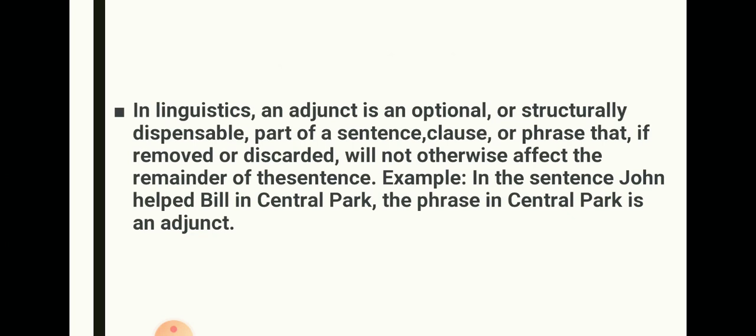So when we say John helped Bill, the sentence is complete, but it is the adjunct in Central Park which gives us more information about where John helped Bill. If we remove that part of the sentence, the meaning is still there, but it gives more clarity on where John helped.